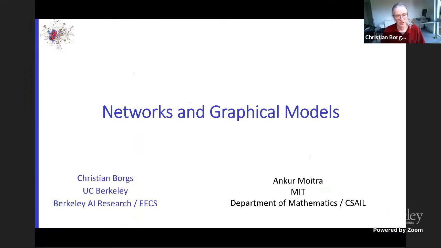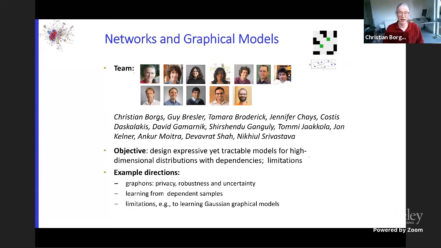Okay, so this is the networks and graphical models theme. You see our team. It's a nice mixture of MIT and Berkeley. A lot of us have already worked together, and many of us have worked on both sides. So I will talk about the network part, and then Anke will talk a little bit about graphical models. Even though some of you might have seen graphons in the context of graph limits, I thought I would show how graphons are used for modeling, network estimation, and recommendation, and then get to some of the algorithmic questions.